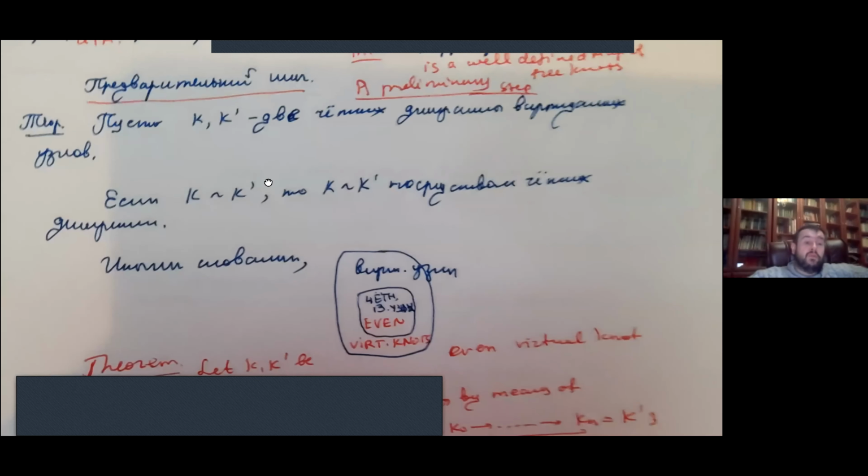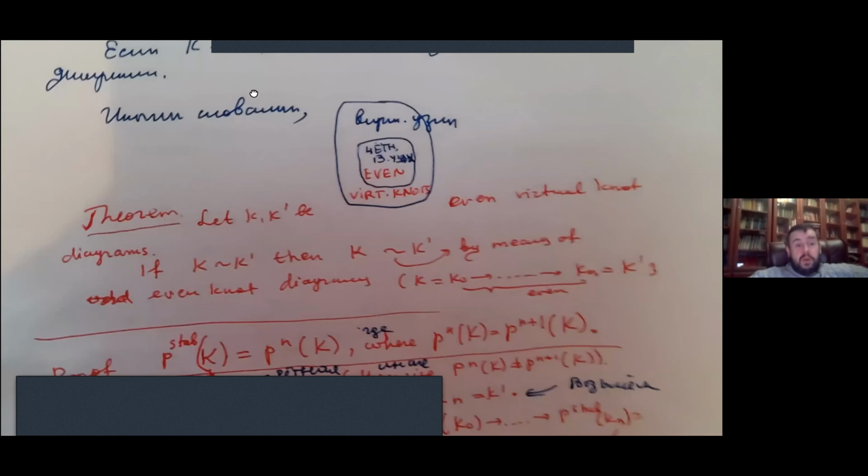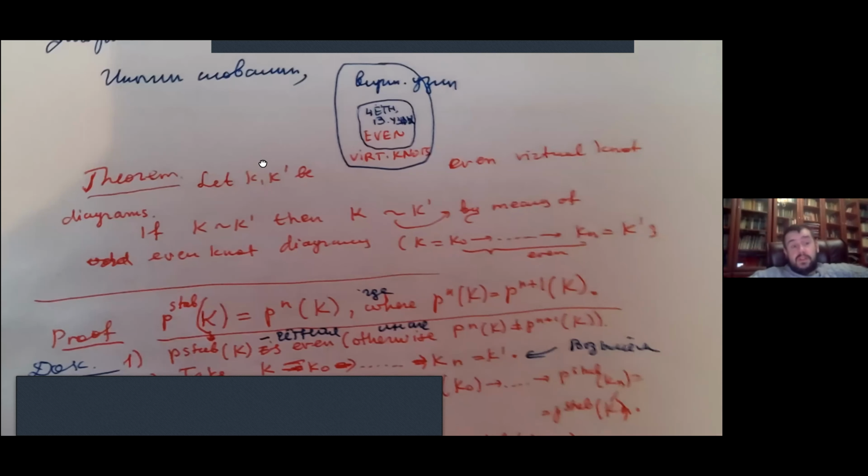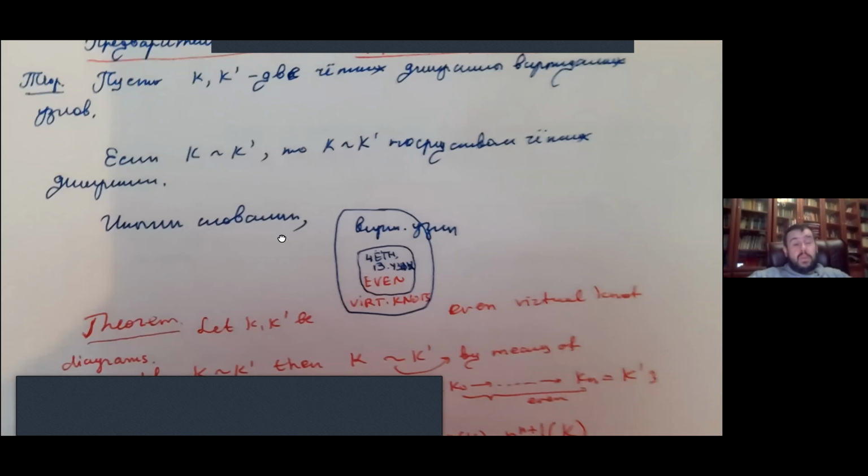Now I'm going to prove this theorem that even free knots which are equivalent by using whatever Reidemeister moves are equivalent inside even free knots. And the same for virtual knots.